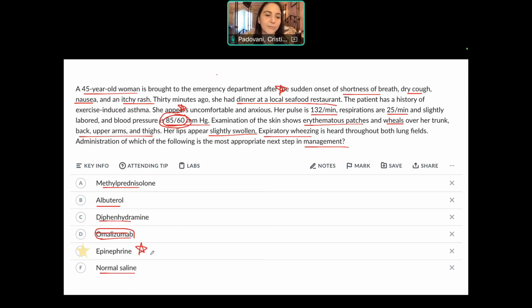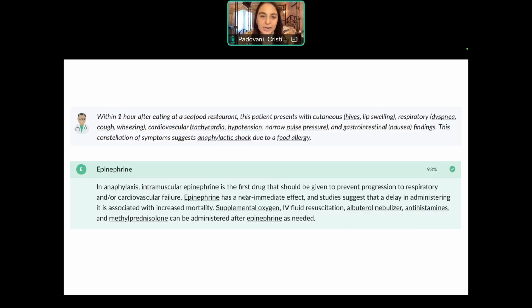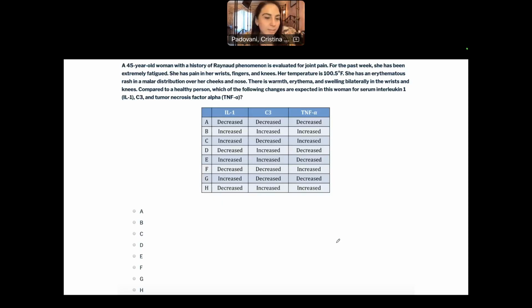But this is what's going to save her life: epinephrine. You have to give it first. It has a near immediate effect, so you need to give it right away. Then you can give all this other stuff if you really want to. But first, give epinephrine. Pause.